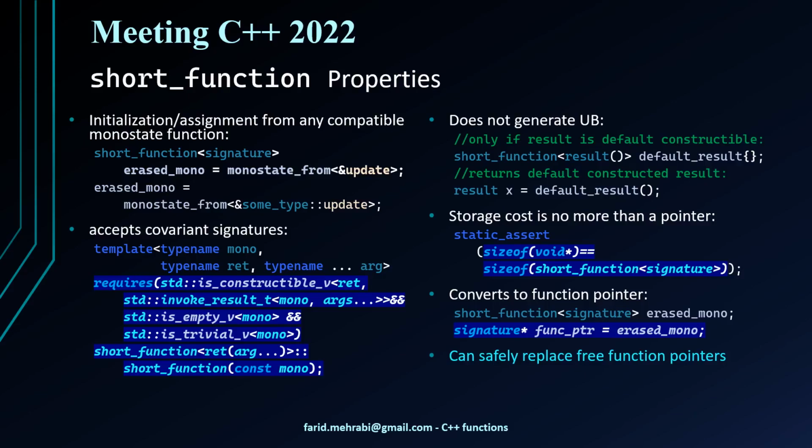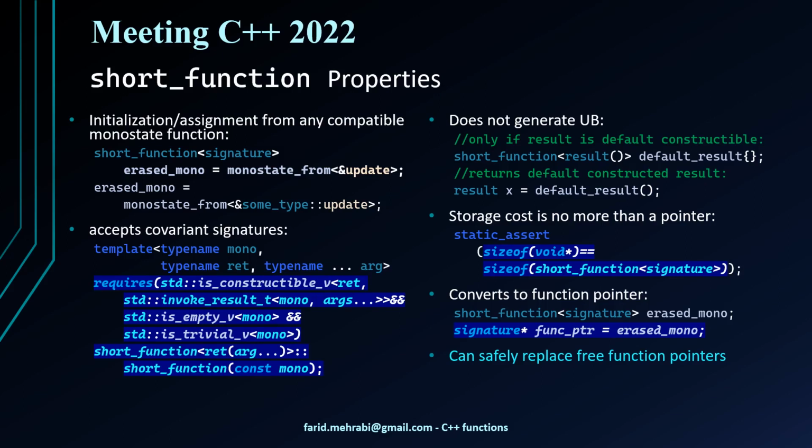It is easy to define a conversion function from a short function to a pointer to its signature. Since a short function can be initialized from a function pointer literal and can be converted to a function pointer, it can safely replace the free function pointers used in old code.